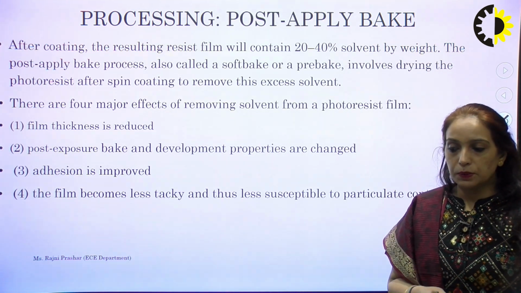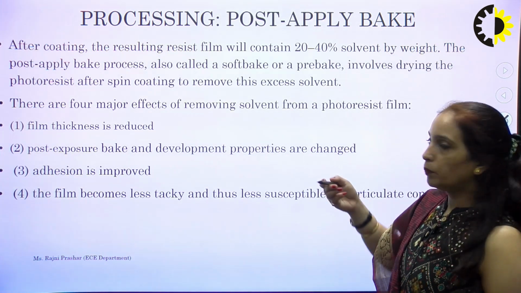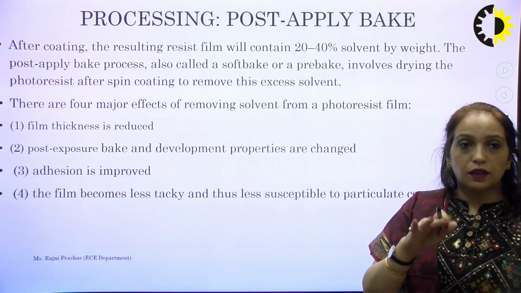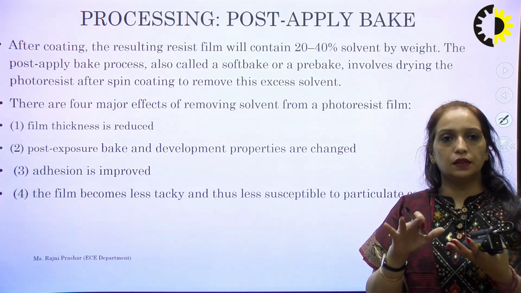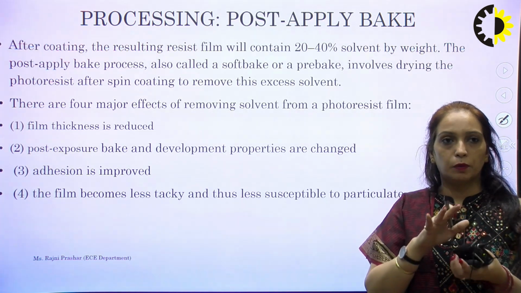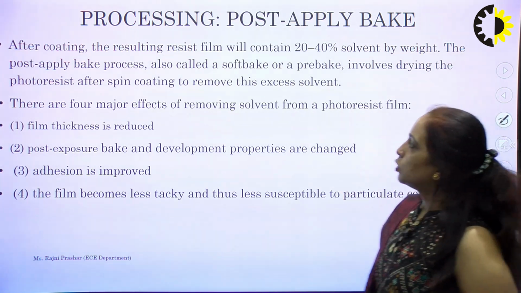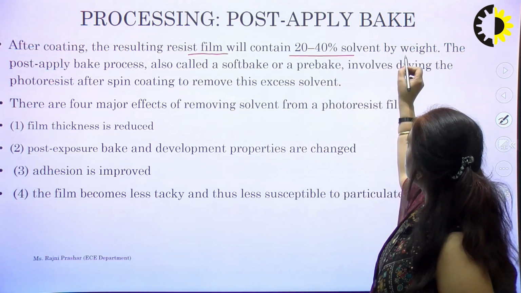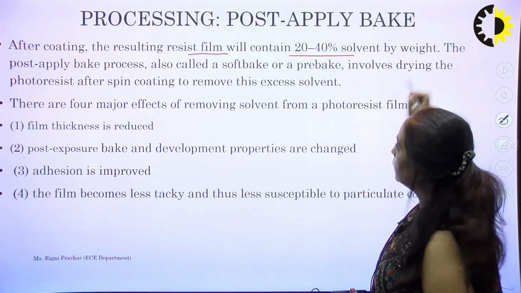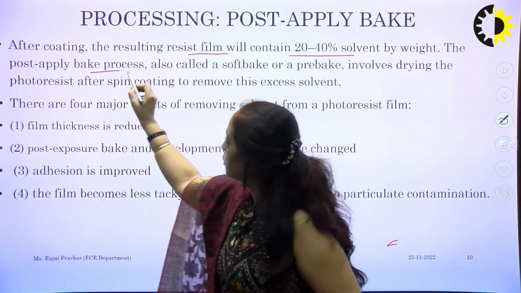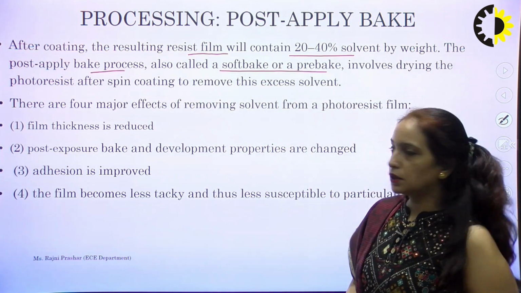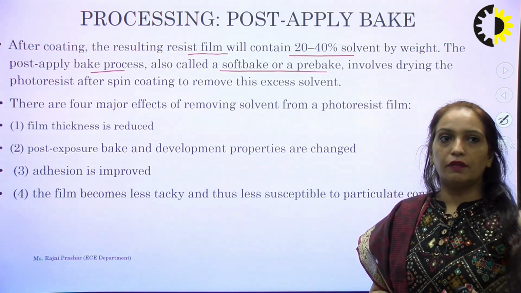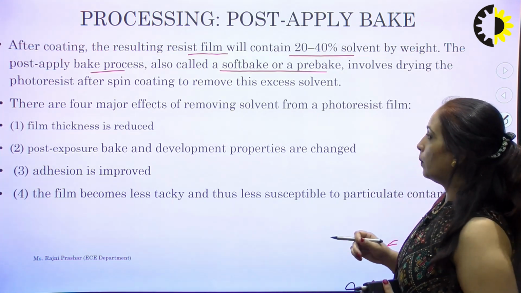Next, after applying this PR material, we have to bake that wafer, so that the PR, which is in the liquid form, becomes properly dry and is properly pasted over the substrate. After coating, the resulting resist film contains 20 to 40% solvent by weight, right? The post apply bake process, also known as soft bake or pre-bake, involves the drying of photoresist material after spin coating to remove the excess solvent.